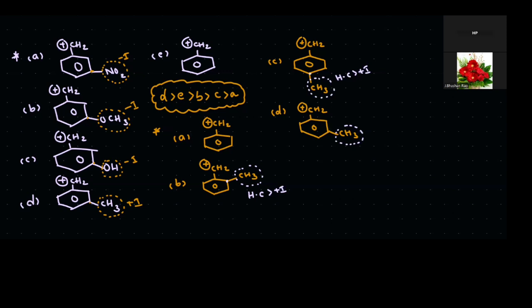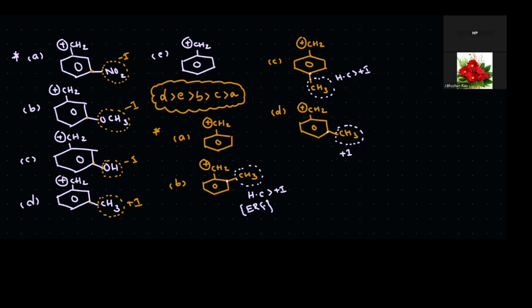If any alkyl group is present at the meta position, only the inductive effect is present. Now identify: hyperconjugation is always an electron releasing effect. Electron releasing means it increases the electron density compared to the inductive effect. A hyperconjugative system always increases the stability of carbocations. So B and C have hyperconjugation, so the stability of those two compounds is much higher than D and A.